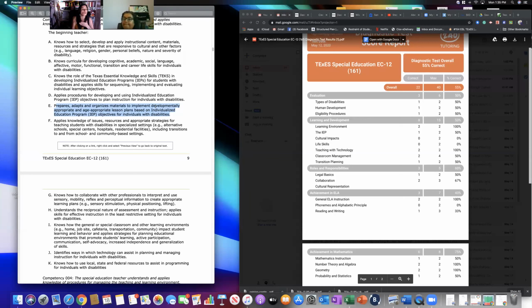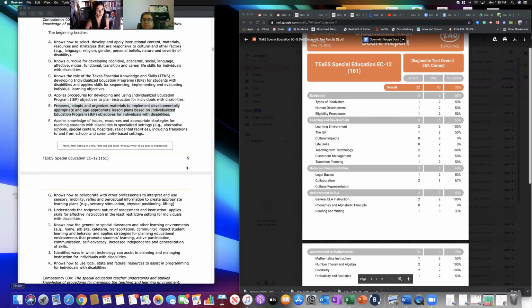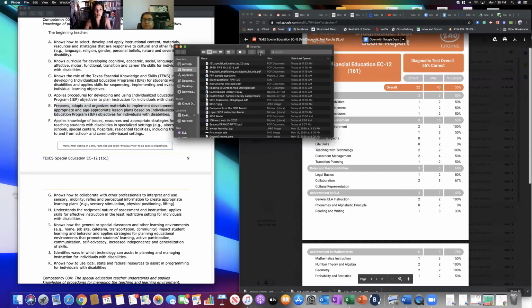You would know to make adaptations from what the regular ed teachers give, adapting from on grade level to where they are cognitively, but not watering it down to where it's baby work, right? In the scenarios, they give you a scenario and then the answer choice is going to be the teacher executing one of those standards. And let me show you very briefly both of these.